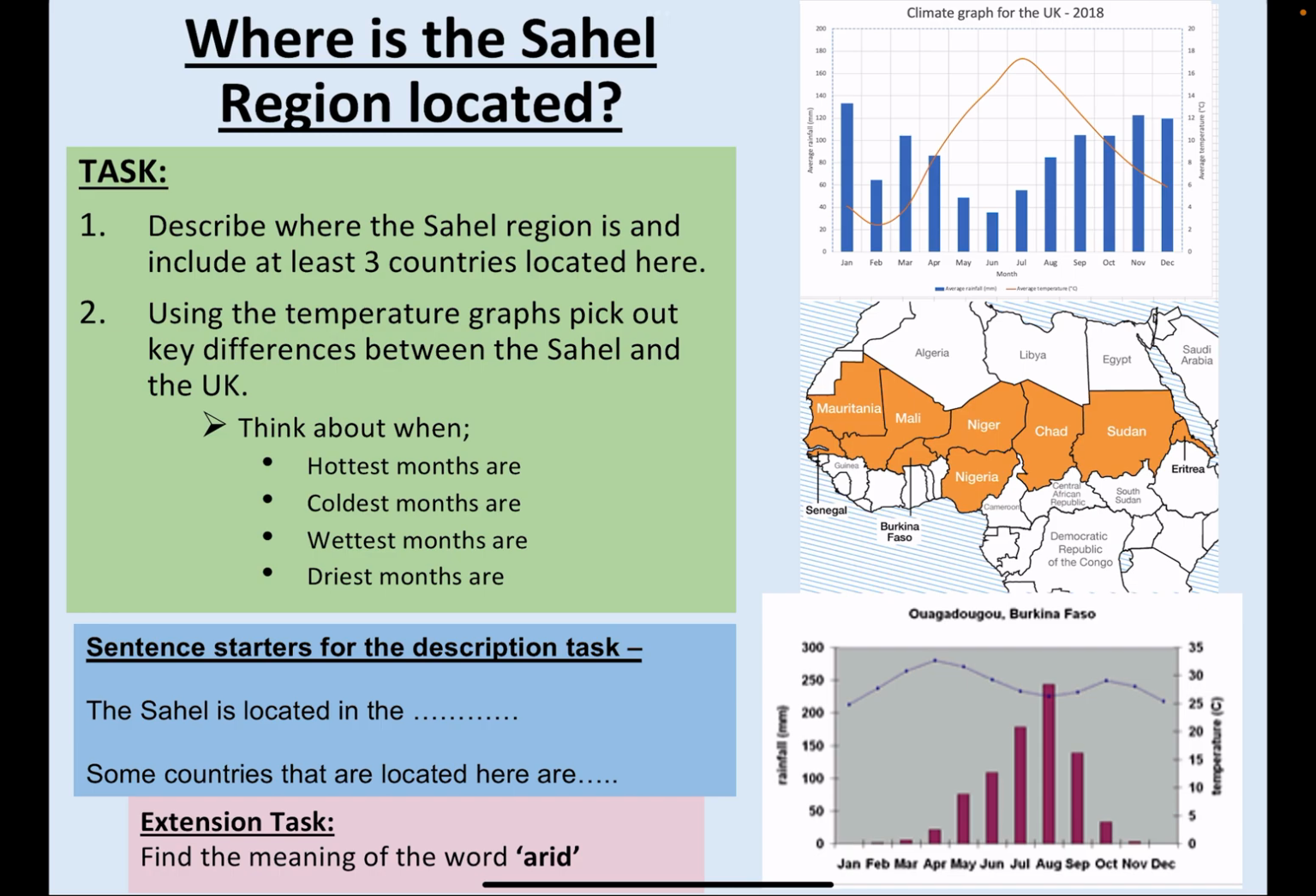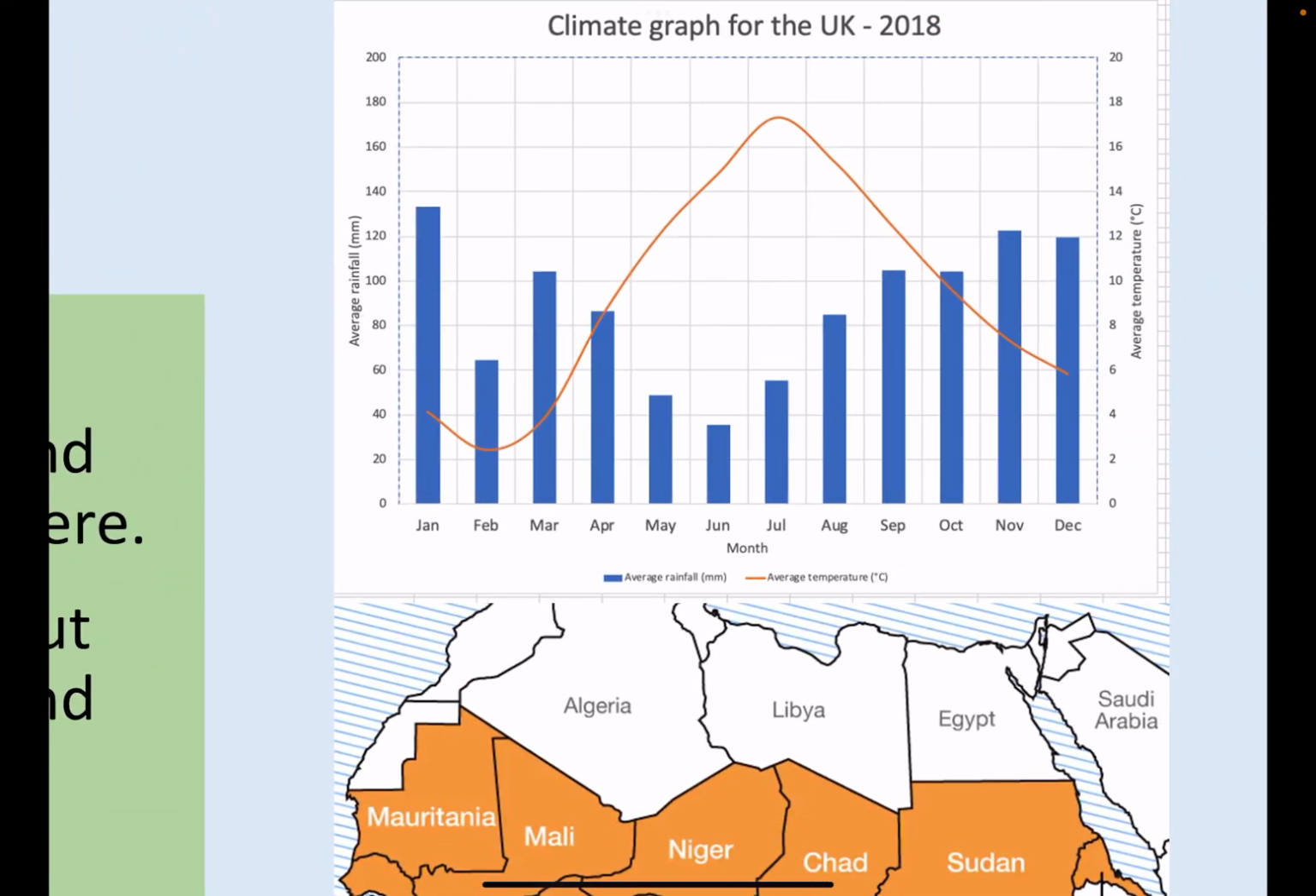Task 2, use the temperature graphs to pick out key differences between the Sahel and the UK. Then you've got some key things to think about, like the hottest months, coldest months, wettest and driest months. Now, we've looked at climate graphs before. This one here is a climate graph for the UK. The blue bar graphs indicate rainfall, and you have to read the axis on your left for rainfall. The red line graph indicates temperature, and for that, you have to read the right axis. Okay, so that's the UK.